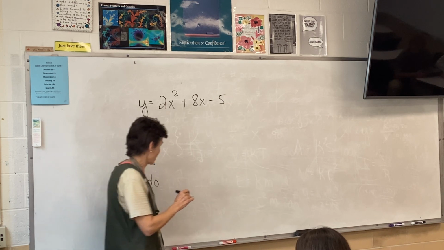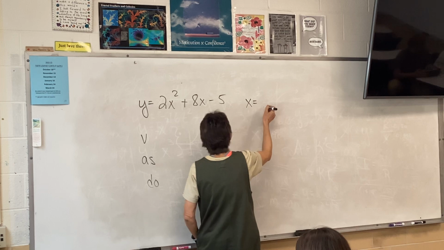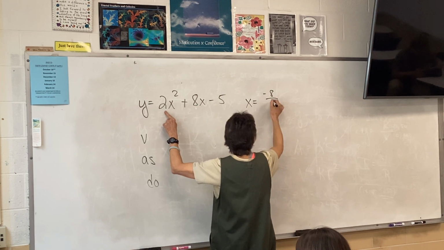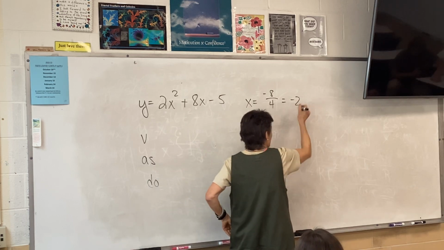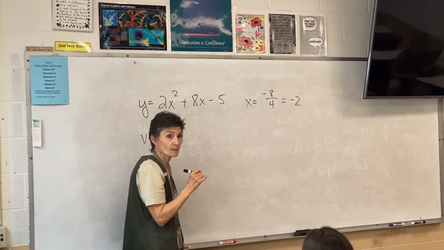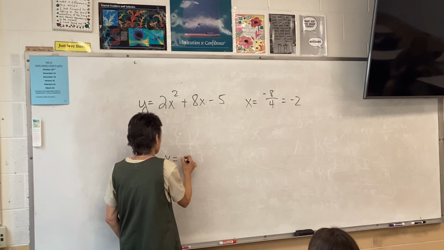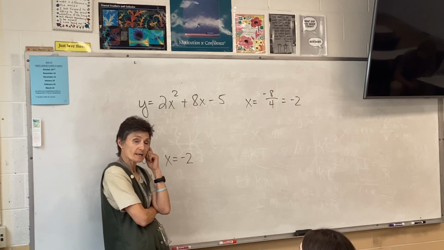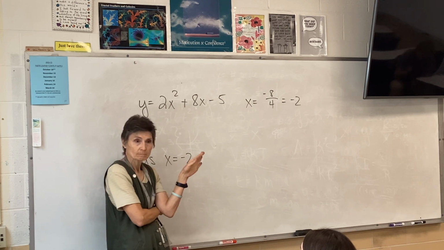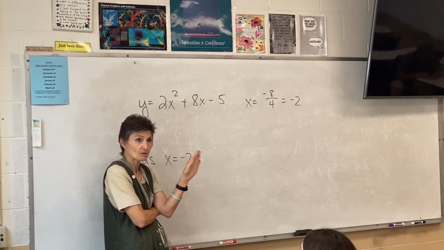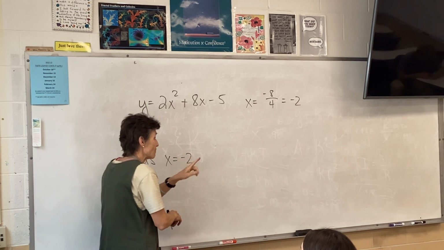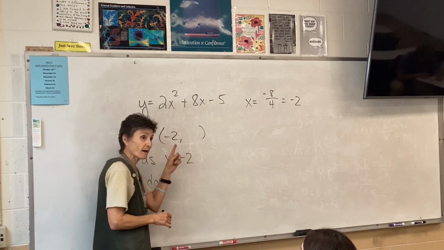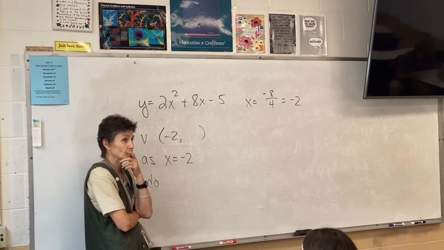Negative b over 2a. So x equals negative b, so negative 8 over 2a, 4. So we get x equals negative 2. And that is your axis of symmetry. So if you haven't yet memorized x equals negative b over 2a, get it memorized, right? That's how you get your axis of symmetry. And then that also gives me the x part of my vertex.